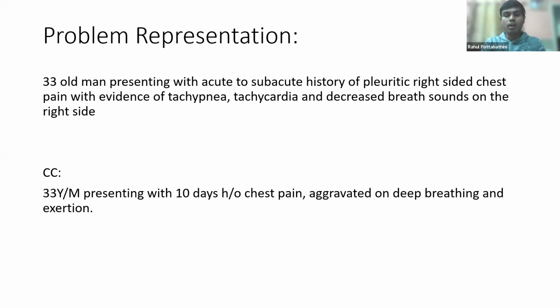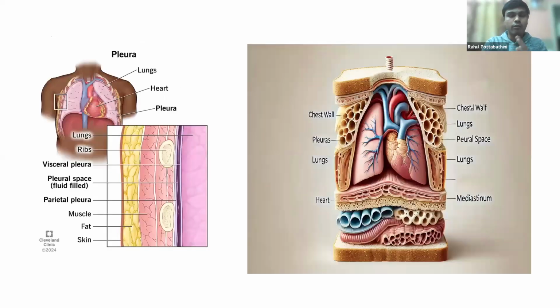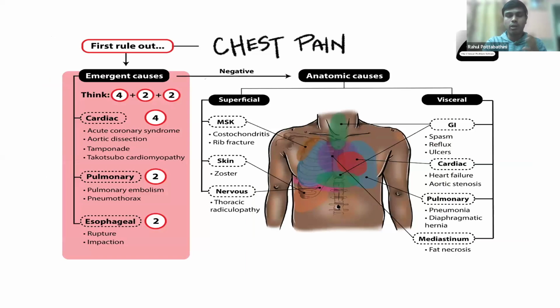And moreover, whenever we are hearing of chest pain, we have to rule out the emergent causes. I just want to rule out the emergent causes by following the 4+2+2 mnemonic. That includes cardiac conditions like acute coronary syndrome, MI, aortic dissection, tamponade, and tachycardia-induced cardiomyopathy. But if you look back, this patient is a 33-year-old guy, so it is very unusual to see acute coronary syndrome or dissection in this age group, although it could be possible.